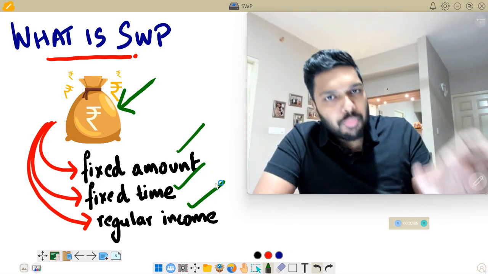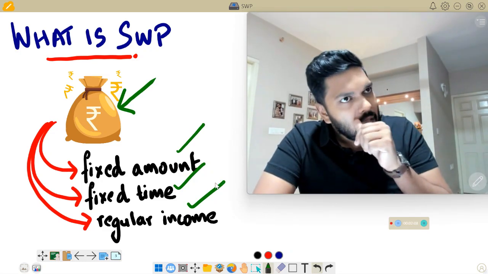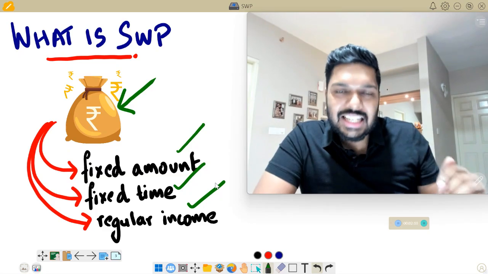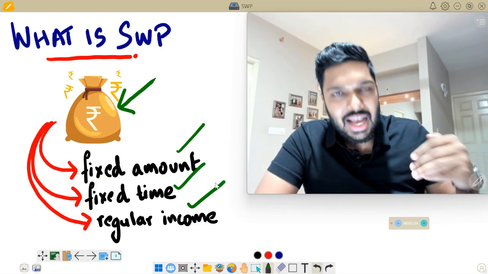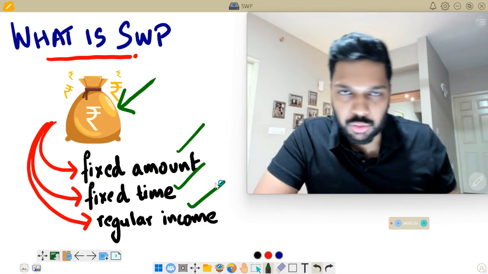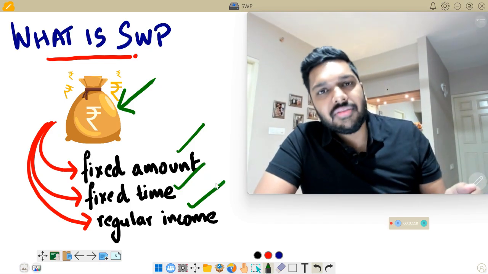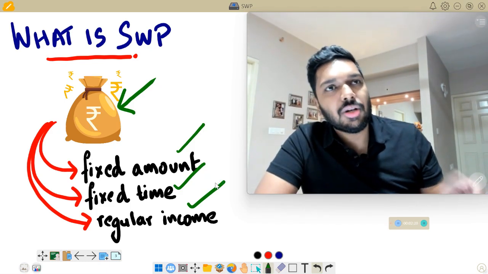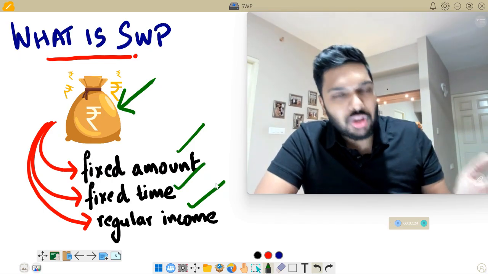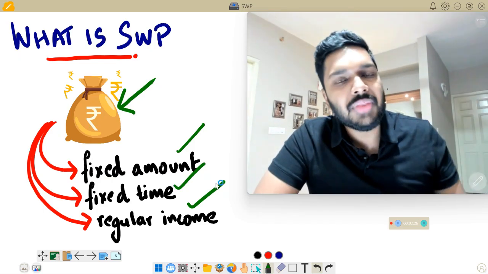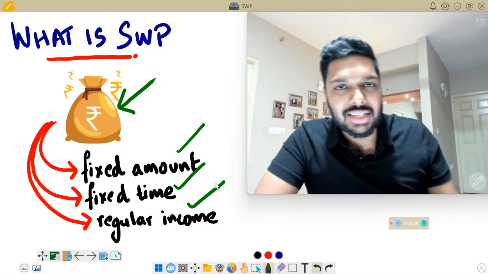So once you have a corpus that is built, you can think of setting a date and an amount and then withdraw constantly and treat it as a regular source of income for you. So it is ideal for investors who are looking for a good secondary source of income in their early age, and once you cross a particular age, as a primary source of income from investments after a point in time.